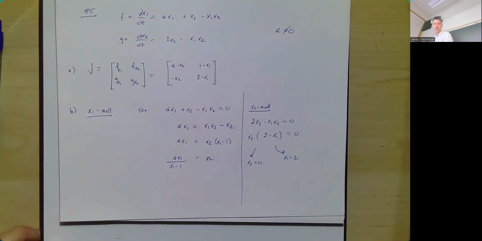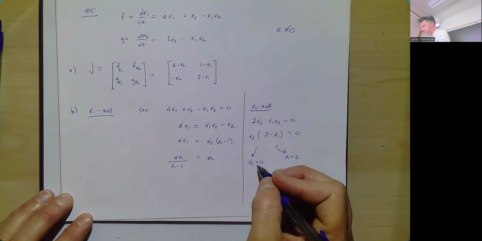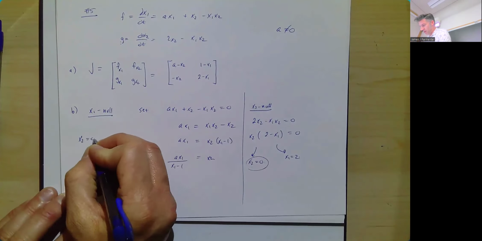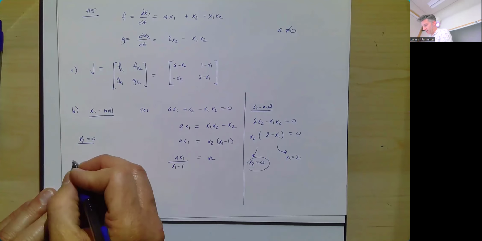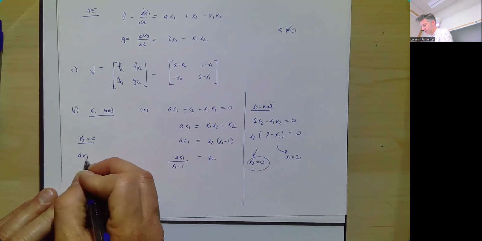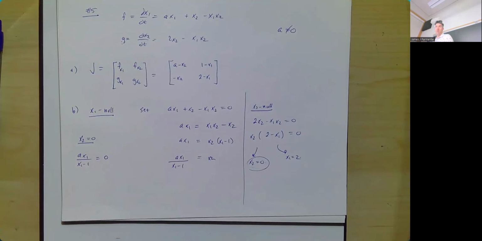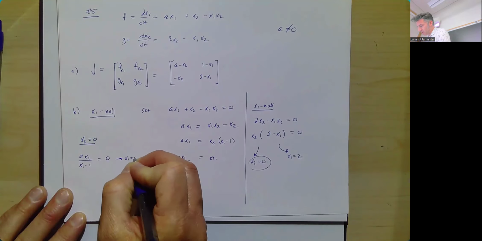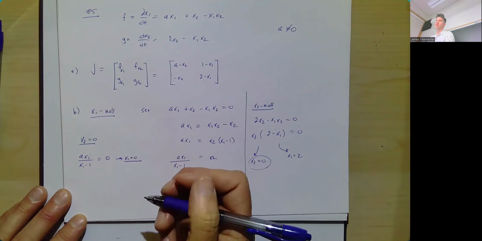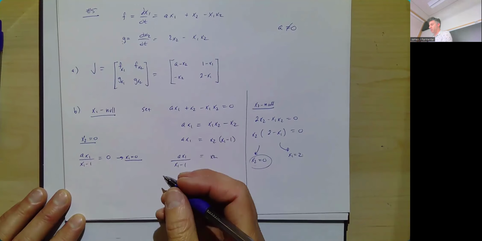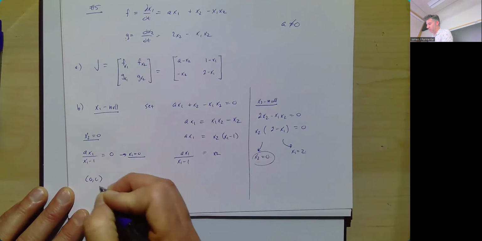So great. Now we can find our equilibrium. So if I set x2 equal to 0, and then plug it back in over here, I'm going to get ax1 over x1 minus 1 equal to 0, which means x1 has to be 0. There's no other way we can solve this. And typically, not always, but almost always, 0, 0 is going to be an equilibrium. So it's a pretty good bet that 0, 0 is going to be an equilibrium.